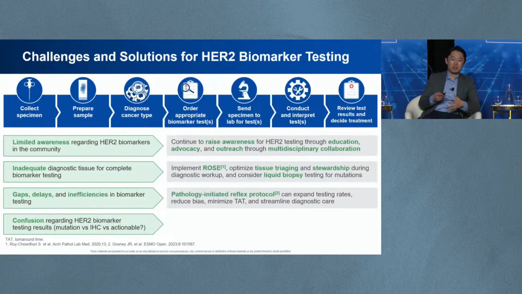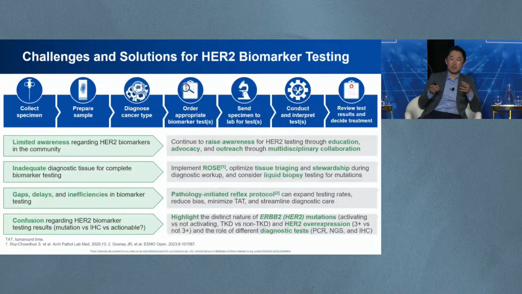And then there's, of course, still confusion, right, regarding HER2 biomarker testing results. Are we talking about a mutation? Are we talking about protein? What is actionable here? And so I think it's really important that we highlight the distinct nature of ERBB2 mutations from ERBB2 overexpression, right? And then within the mutations, is it activating? Is it not activating? Is it in the TKD or non-TKD? And then in the overexpression, is it 3+ or not 3+ using the gastric guideline? And then the role of different assays that we need to implement for appropriate test selection.